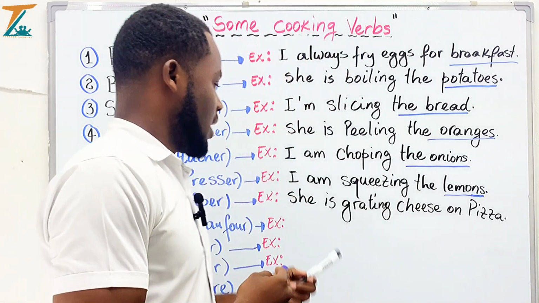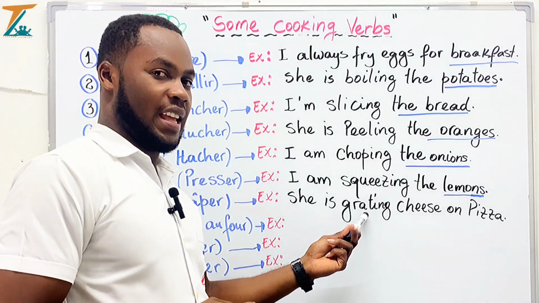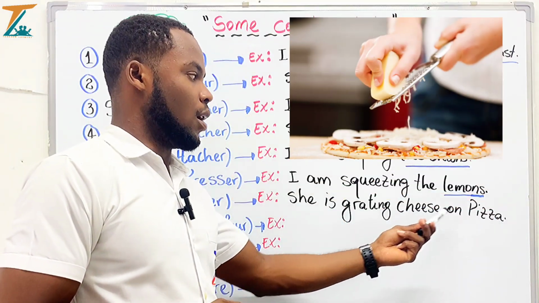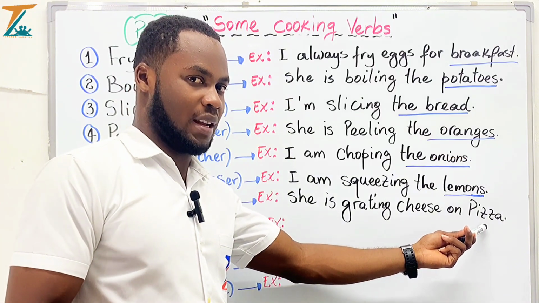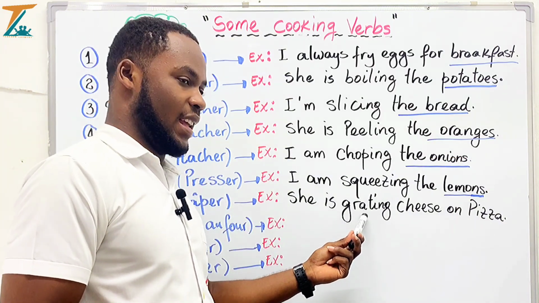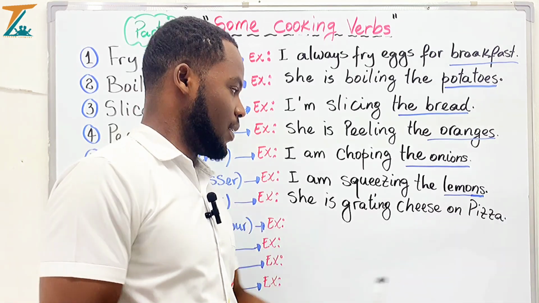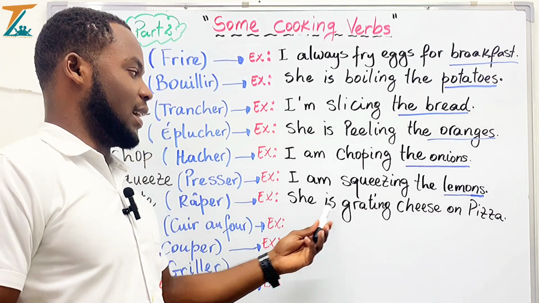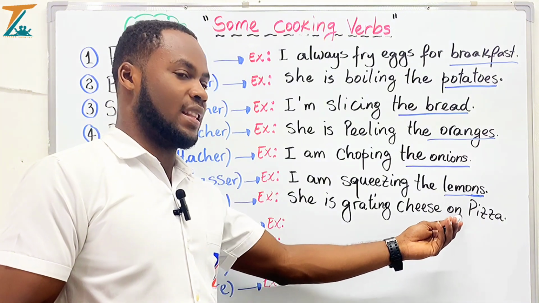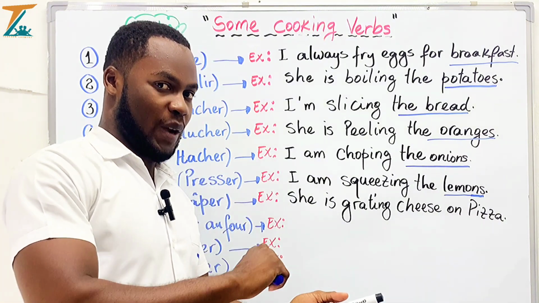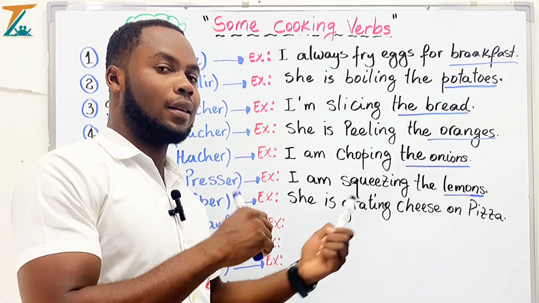Okay, I say she is grating cheese on pizza. Can you repeat it after me? She is grating cheese on pizza. Okay? So, ça veut dire la grager fromage pour le mettre dans pizza. Okay? She's grating cheese on pizza.